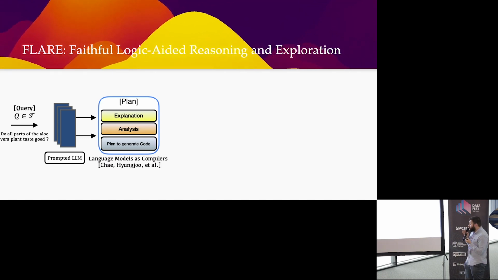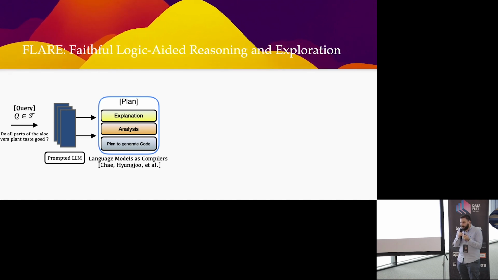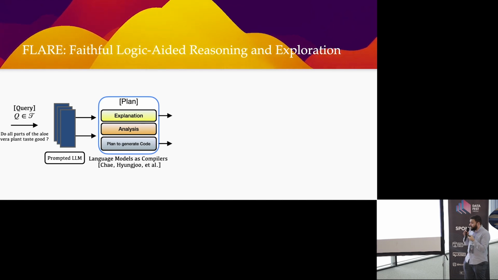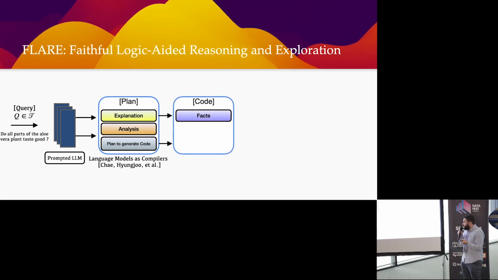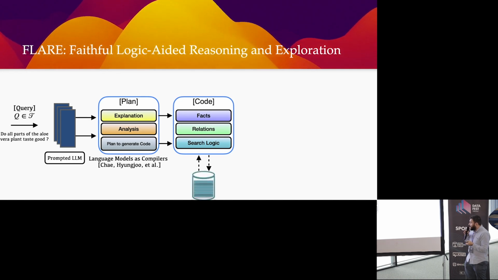The idea is that there was a paper that said, if you do this on a couple of domains, we're able to understand what those domains are about and get the facts and relationships and the general logic of the domain better. It has been more or less shown in a couple of papers. So after generating a plan with several components, we generate code, which contains the aforementioned facts, relations, and the search logic. And we call this state.